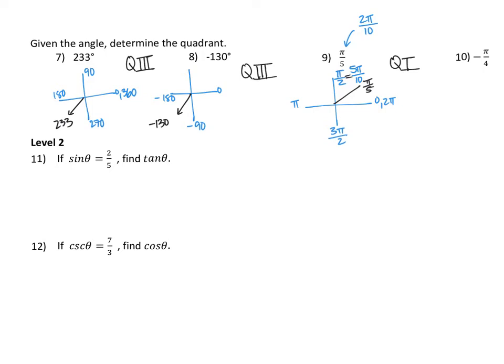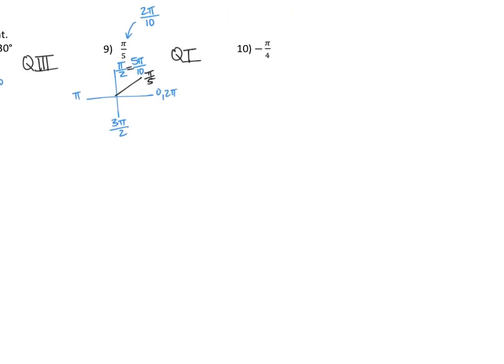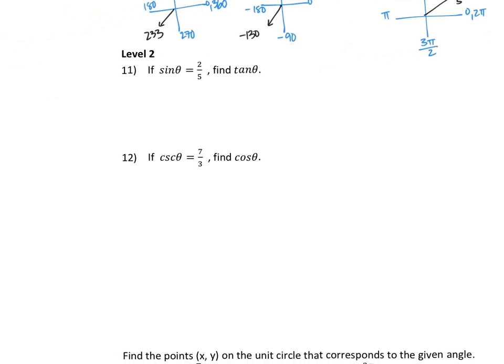All right, so that one is in the first quadrant. This one here is negative pi over 4. If you know where positive pi over 4 is, then negative pi over 4 would be down here in the fourth quadrant, it looks like. Which makes sense because this one here would be negative pi over 2, and pi over 4 would not be bigger than pi over 2. So that one's in the fourth quadrant.